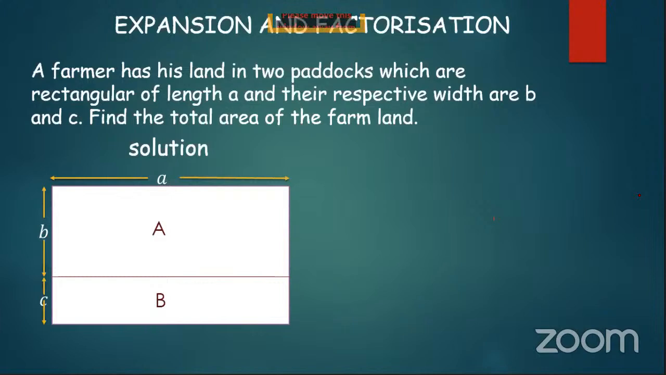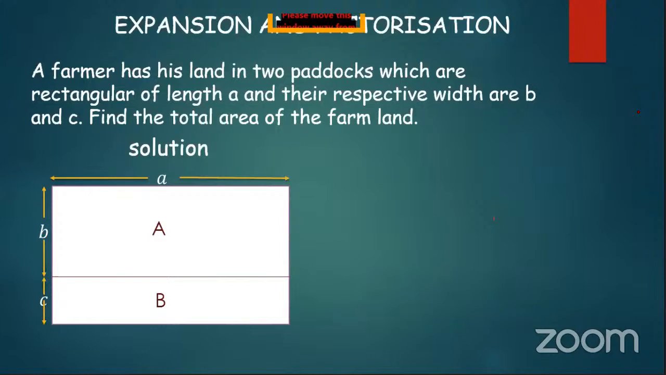Area of B is A times C. Okay, thank you. Then the total area? Area of A plus area of B.